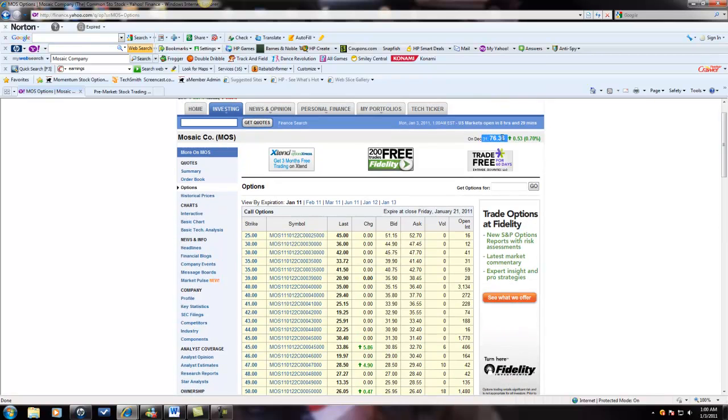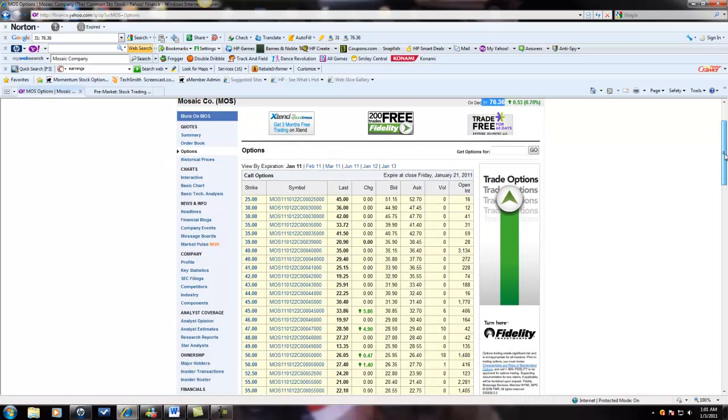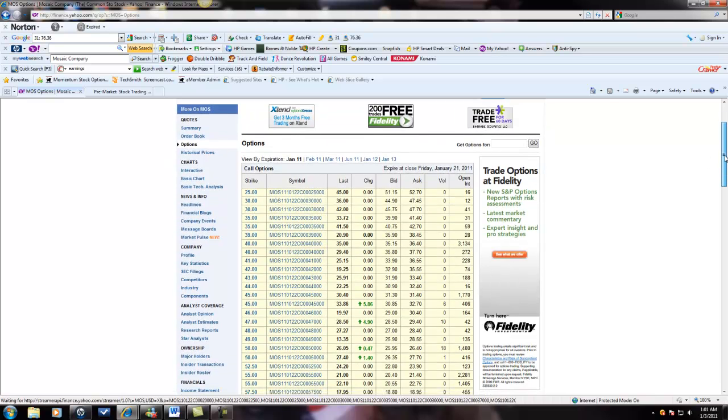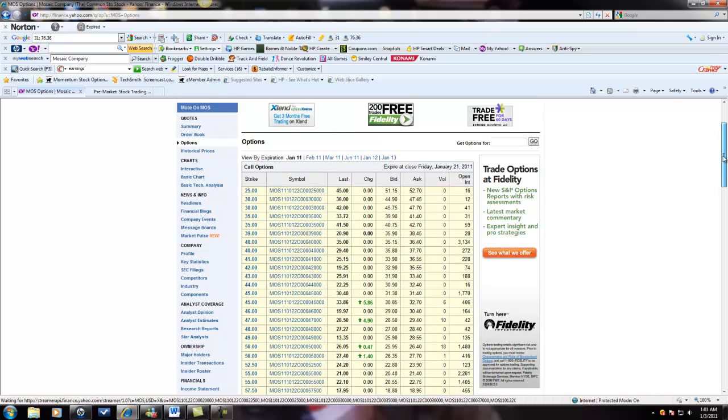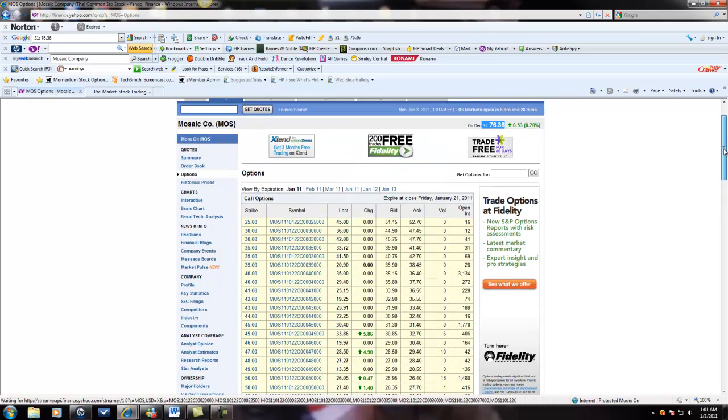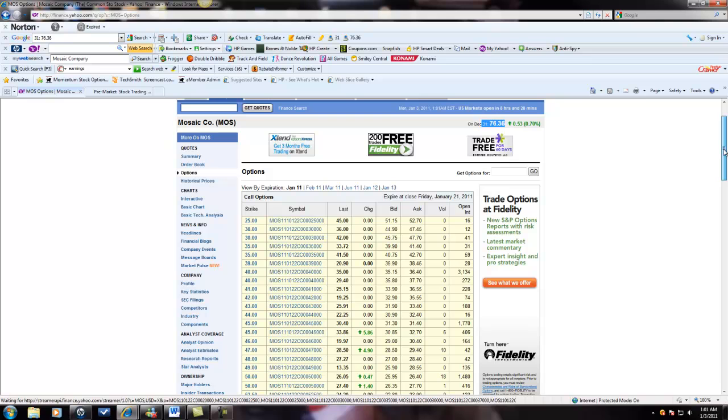Right here you can see the stock price is at 76, so you want to try to stay as close to that strike price as you can. Naturally, if you were bearish on Mosaic, then you would look at put options, but there's a chance this thing breaks 80. So on Tuesday when they report, let's double check to make sure, because you always want to do that too.